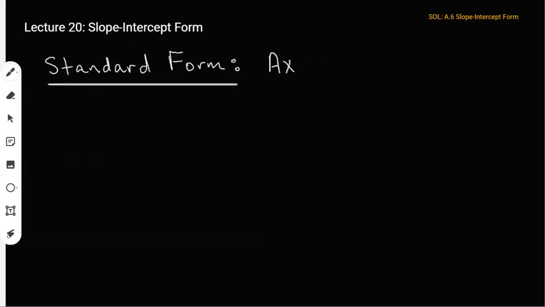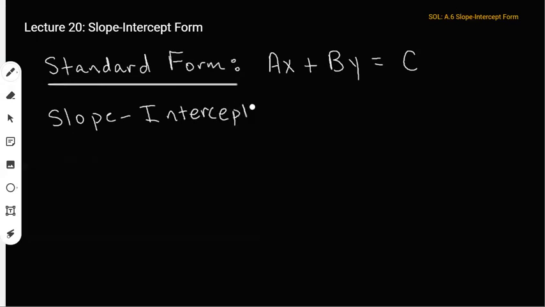Standard form is ax plus by is equal to c, where a, b, and c are all going to be whole numbers. And then we talked about slope-intercept form. That's the one that we're going to be concentrating on today. Slope-intercept form.